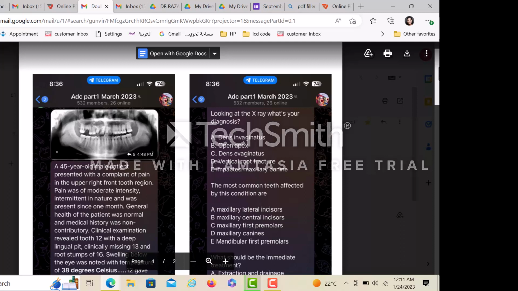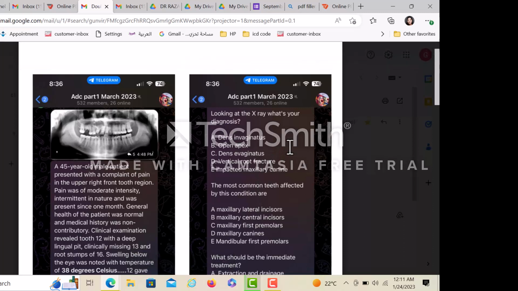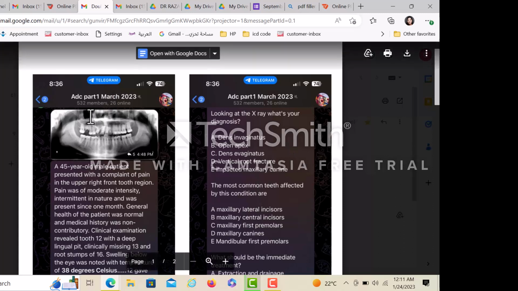Open apex, no. Why? Because the patient is 45 years old. Then evaginatus is talon's cusp, and the question mentions there is a deep lingual pit. Vertical root fracture, well, that could have happened. But since the question has gone out of its way to tell you that there is a deep lingual pit, and the X-ray shows this tiny radio-opacity out here, you have to go with dens invaginatus. Impacted maxillary canine. Yes, there is a maxillary canine here which is impacted.